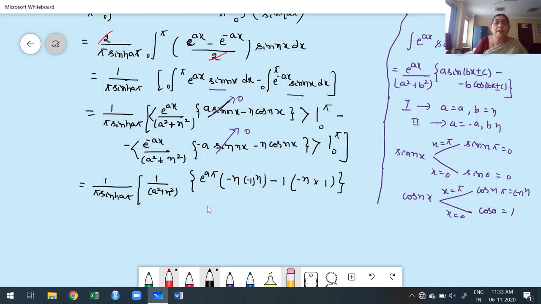And move to the second one. Minus 1 by a square plus n square of: apply the upper limit, e power of minus a pi, times [minus n into cos n pi, which is minus 1 to the power of n], minus e power of 0, which is 1, times [minus n into cos 0, which is 1].